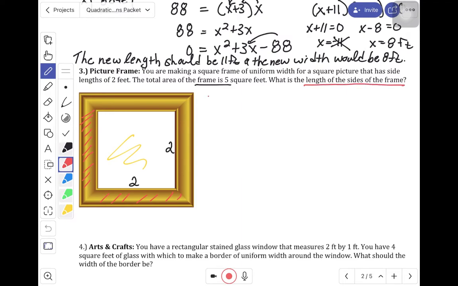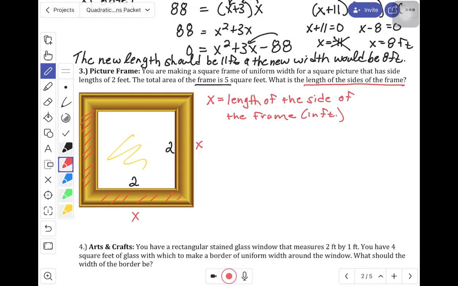So if we're declaring our variable, we could say x is the length of the side of the frame. And this will be in feet. So here's an x, which means here also is an x. If I want to figure out the total, before I go ahead and think about that, let's go ahead and get a verbal model, shall we?